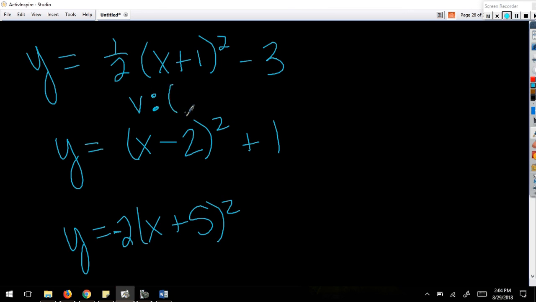Very close. -1, -3. You got to change the sign inside the parentheses. Whenever I said opposite H, that's what I meant. Okay, so if it's in the parentheses, make sure you change it. Look at the next one. Up or down? Up. Skinny or wide? Or average? Average. What's the vertex there? 2, 1.